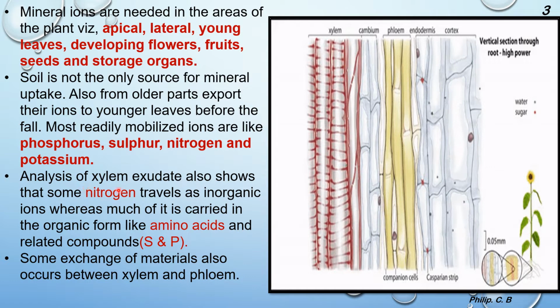Further, analysis of xylem exudate also shows that some nitrogen travels as inorganic ions, whereas some of it is carried in the form of amino acids and related compounds, that is, along with sulfur and phosphorus. So along with the xylem component, the nitrogen also travels in the organic form, like amino acids, which are present in different components like sulfur and phosphorus. Some exchange of materials also occurs between xylem and phloem.